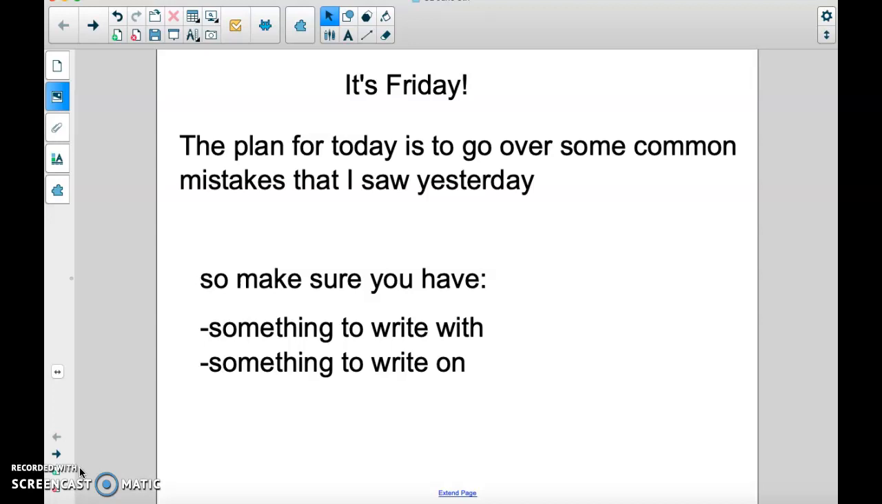The plan for today is to go over some common mistakes that I saw yesterday from your work, and practice and reinforce so that we're good to go with this topic. So make sure you've got something to write with and something to write on. And then let's get right into it.